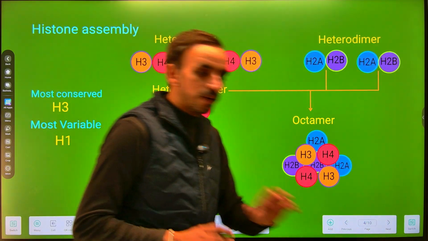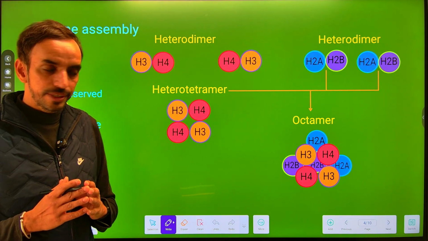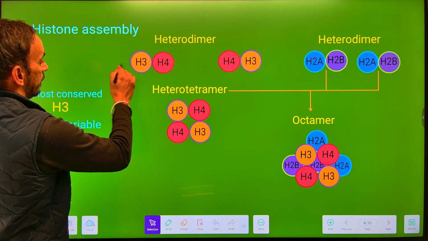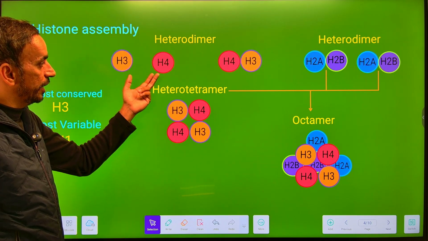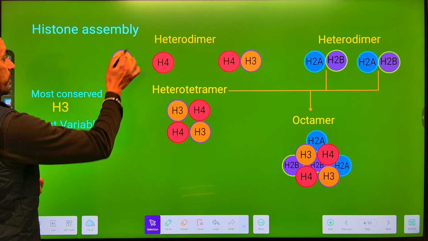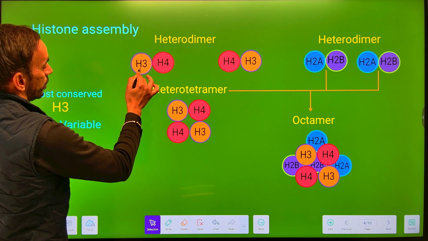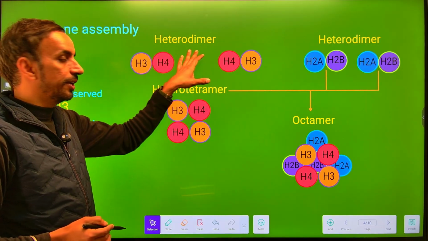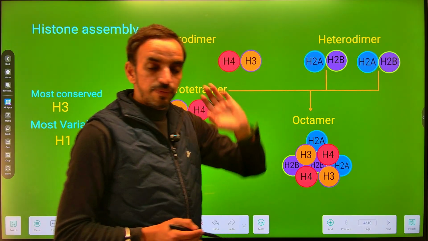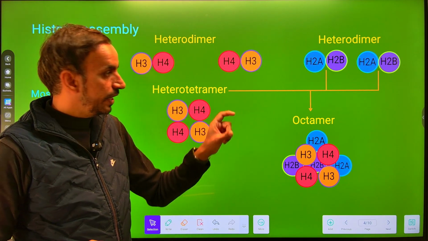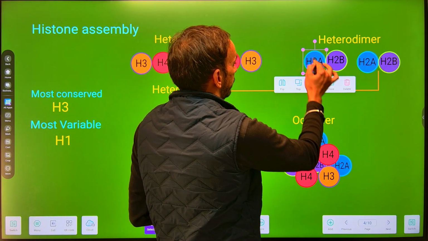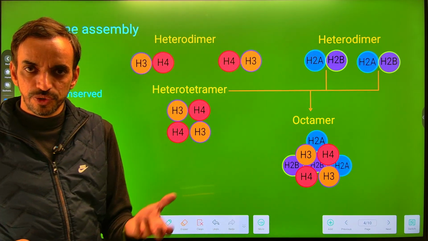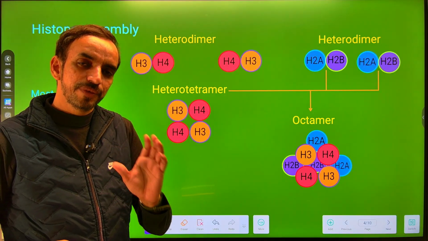Let's talk about how the assembly of these histones occurs. So there is a histone assembly. First of all, we have the histones in the form of H3 and H4, individual units. First, there is a formation of a heterodimer through the interaction of H3 and H4. So H3 and H4 interact with each other, leading to the formation of a heterodimer. Then there is a formation of heterodimers of H2A and H2B. H2A and H2B also interact with each other and form dimers. These are called heterodimers because they have 2 different types of histones.